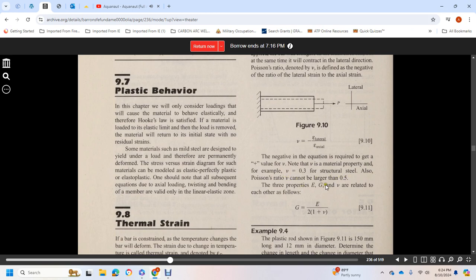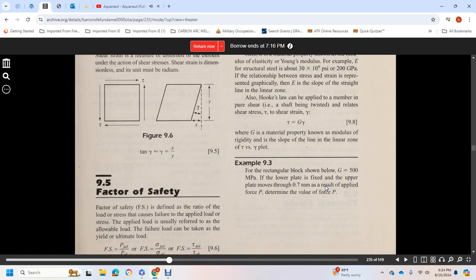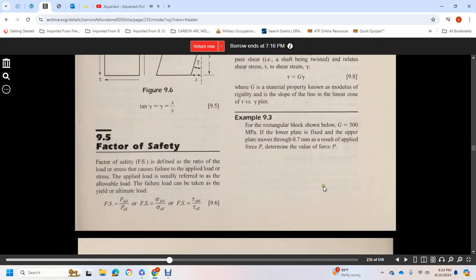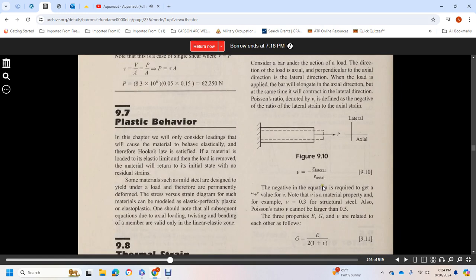The three properties E, G, and nu are material properties: the modulus of elasticity, the modulus of rigidity, and Poisson's ratio, and they are related. The modulus of rigidity is equal to E over 2 times (1 plus nu).